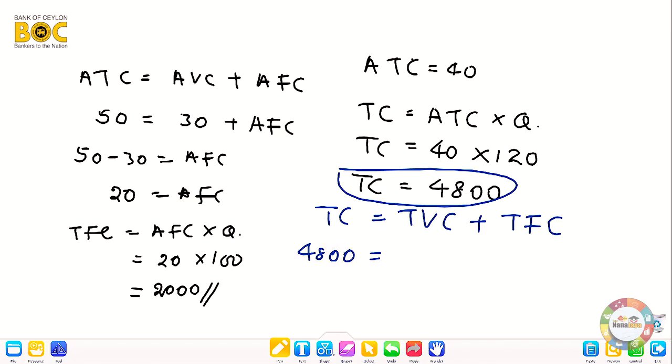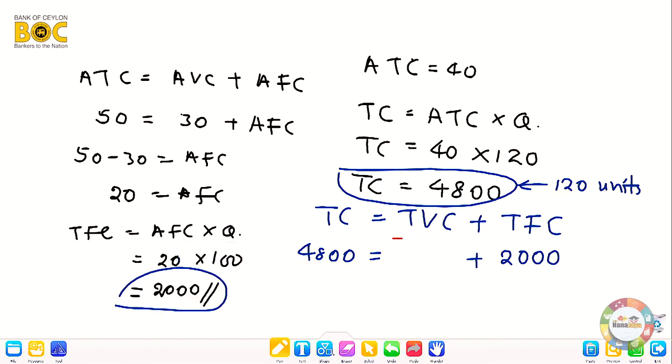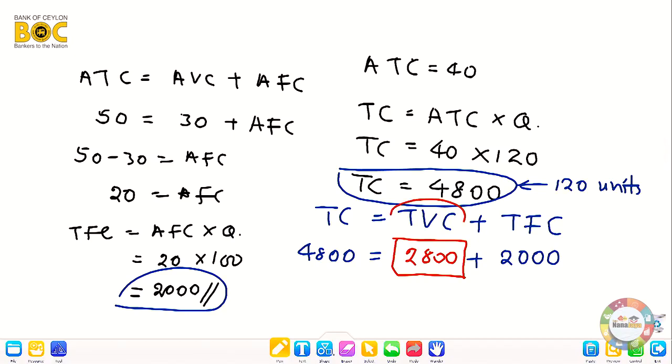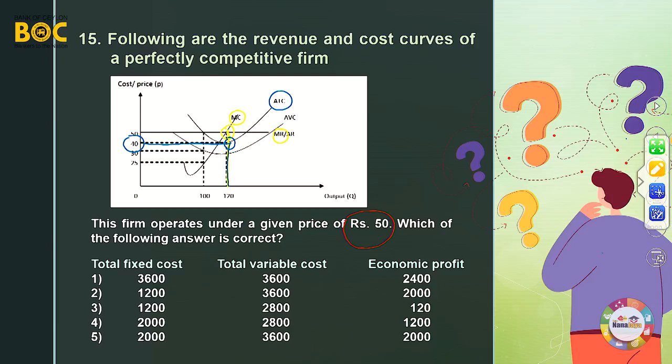And how much is total fixed cost? It is 2000, and that doesn't depend upon the number of units. The total variable cost only changes from one level of output to another. Total cost is 4800 at 120 units, and total fixed cost is 2000 at every point. Therefore, the difference between these two is 2800. Therefore, the total variable cost of the firm at the equilibrium output should be 2800.